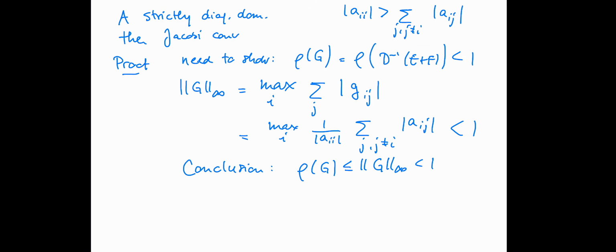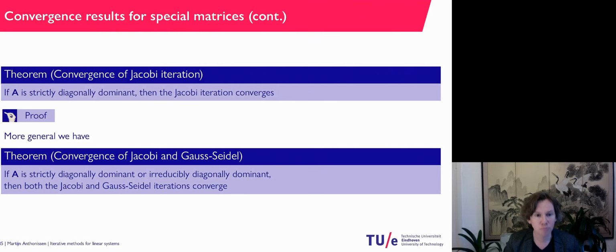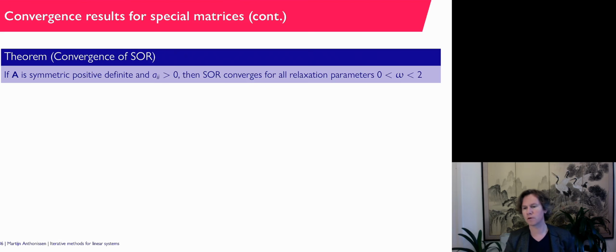Now let's go back to the slides. So here we have the slides again. And you can prove more generally, as it says here, that for Jacobi and Gauss-Seidel, both of them, if the matrix is strictly diagonally dominant or irreducibly diagonally dominant, then they will converge. So I'm not going to prove that, but you can show that. So it's a bit more general than the theorem that we just proved. Now finally, we had Jacobi, we had Gauss-Seidel, and there was also SOR. So for SOR, I'm also going to present some results. I'm not going to prove them.